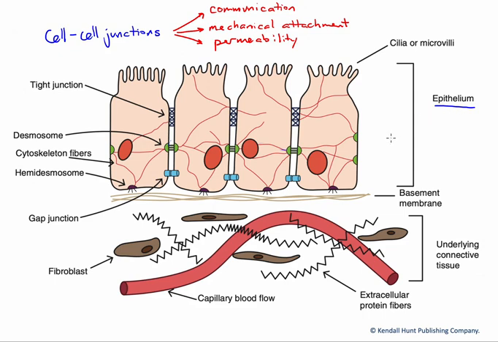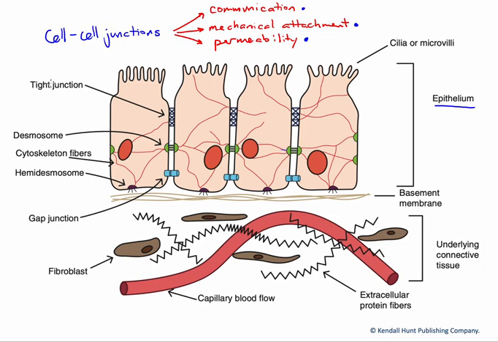Now, those cell-cell junctions are going to fall into three main functional categories. There's going to be a category for communication, enhancing communication between cells. There's going to be one for mechanical attachment of those cells, and one about regulating the permeability between these cells. And let's look at these in reverse order.